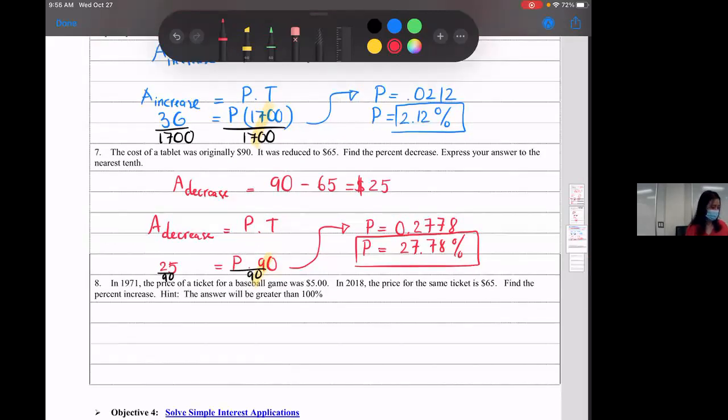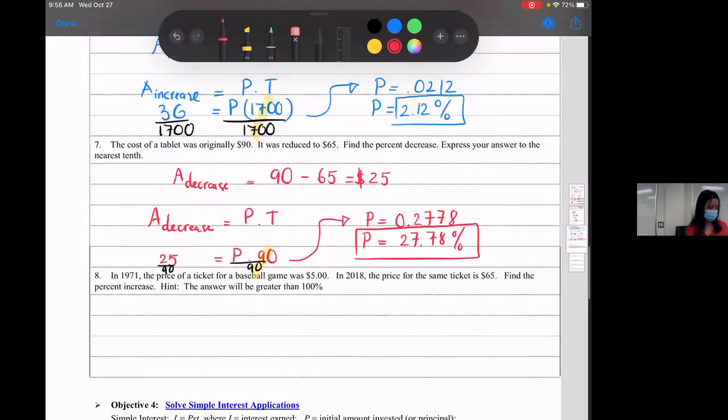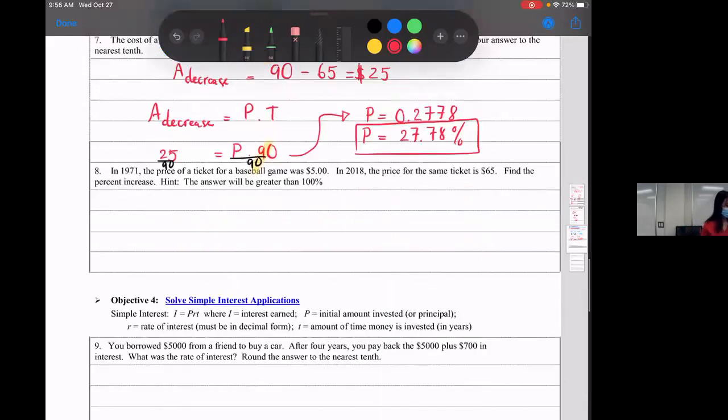All right, number 8. So you guys okay with number 7? Number 8. In 1971, actually, I want you to do this. I'll walk around and see how you do it. Wow, look at the inflation. In 1971, the ticket was $5. In 2018 it's $65. So if you have money, invest it, because if you leave it at home, you're still losing money because of inflation. If you're afraid of losing money, just put it in a high yield savings account.